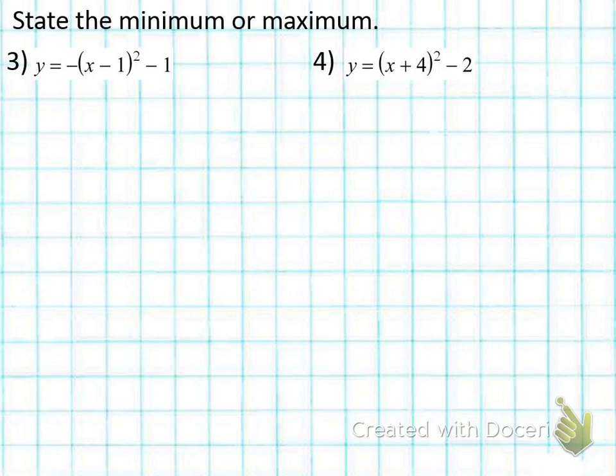Okay, so number 3, let's do this one together, okay? You're following along with me. You're not talking. You're just writing as I go. Write the original problem down, number 3. And, of course, you always read the directions because it tells you what to do. Identify or state the minimum or maximum, okay?